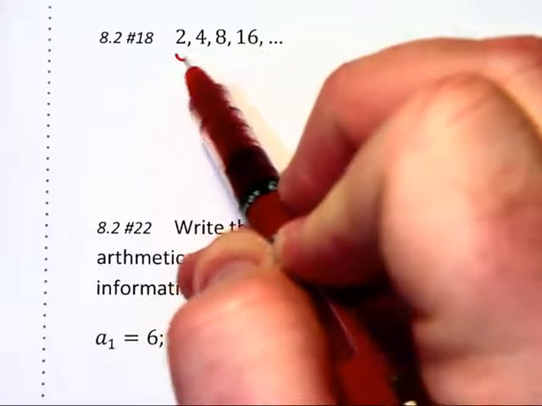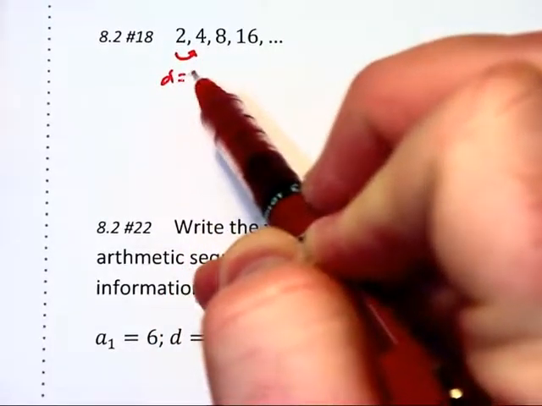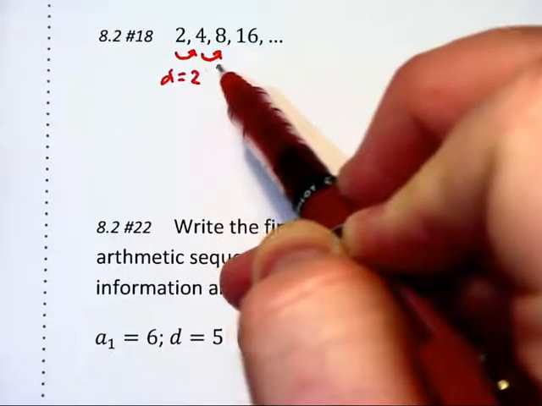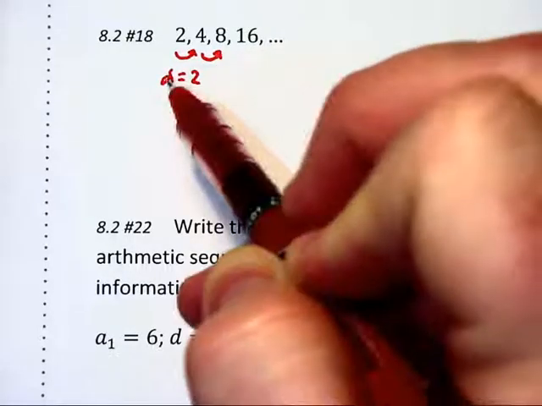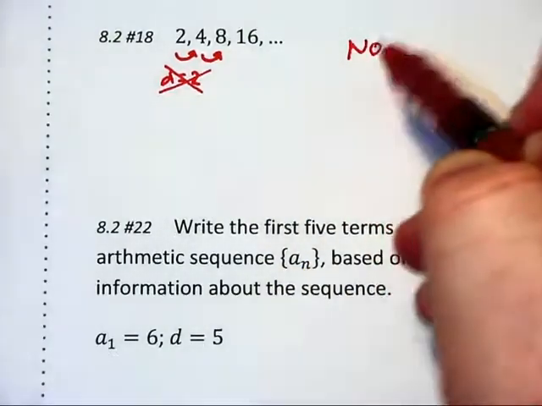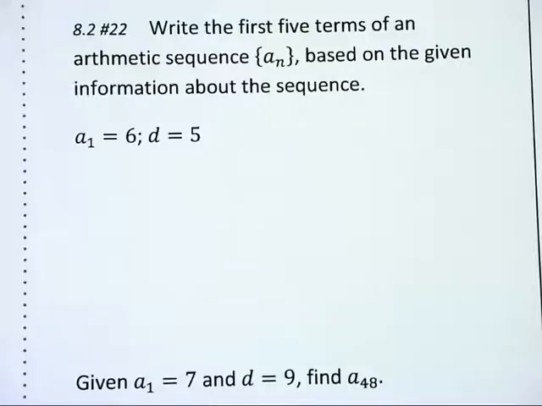Now let's look at the next one. Yes, it appears we're adding 2 to go from 2 to 4, but adding 2 to go from 4 to 8? No, we're adding 4 and then 8. So no, we do not have a difference of 2. This is not arithmetic.